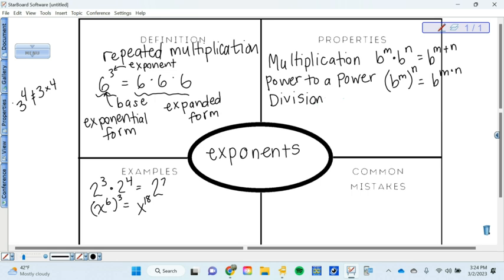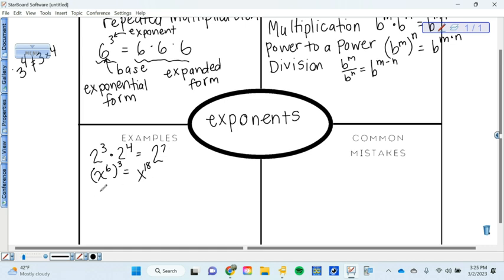So if I have division, same base, what do I do with my exponents? Yeah, and the base stays the same. So if I have something like this, p squared divided by p, what do I end up with?